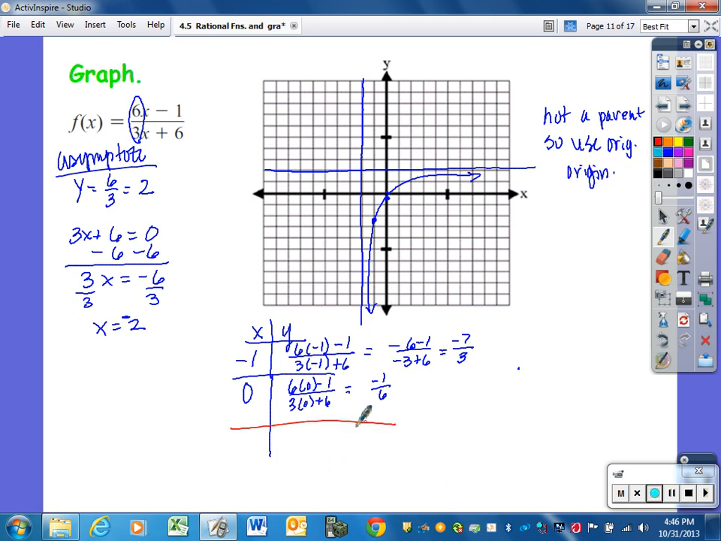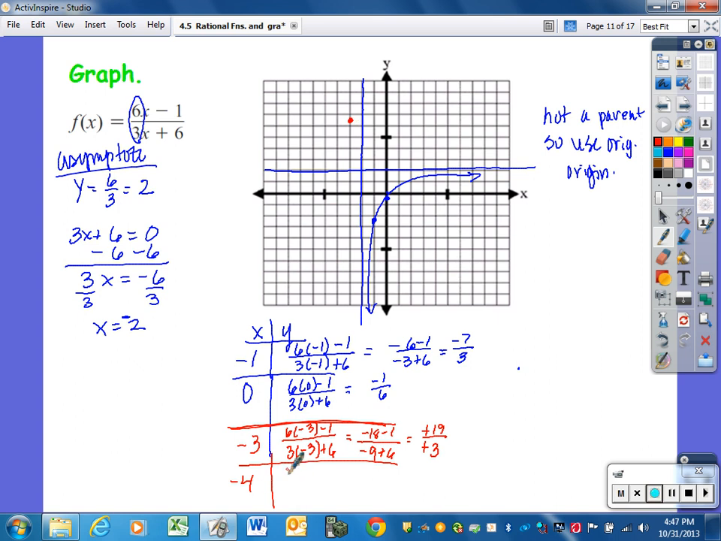Okay, let's go left. Left of negative 2, negative 3, negative 4. 6 times negative 3 minus 1 over 3 times negative 3 plus 6. Negative 18 minus 1, negative 9 plus 6. Negative 19 over negative 3. Negative negative makes positive. So 6 and 1/3. Negative 3 for my original origin. Positive 6 and 1/3. Here's 5, 6 and 1/3.